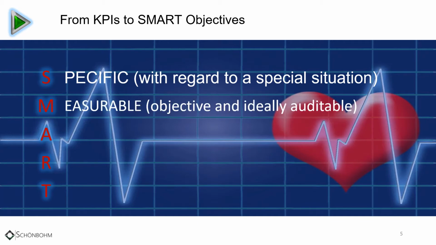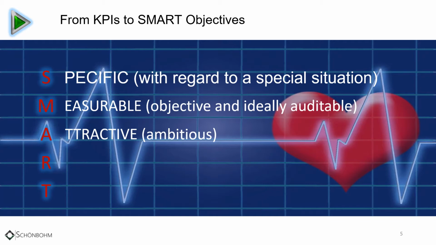Second, it needs to be measurable. It has to be objective and ideally auditable. This is not easy. Many things, especially like quality or satisfaction, are quite complicated to measure, and it's difficult to get objective measures. So it is key that we get a measure, and maybe a proxy measure is better than none.